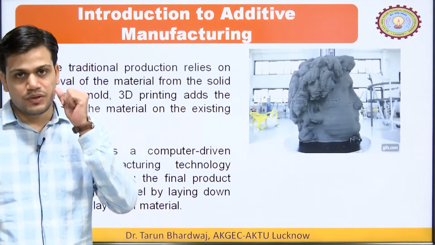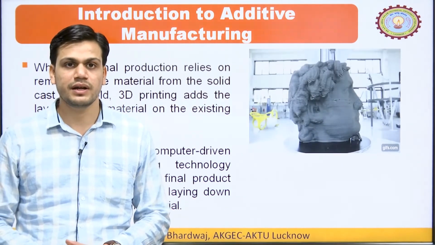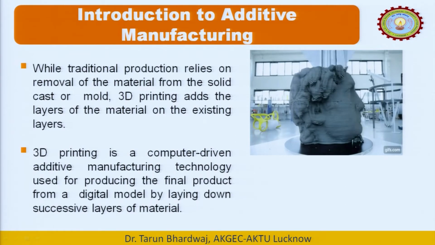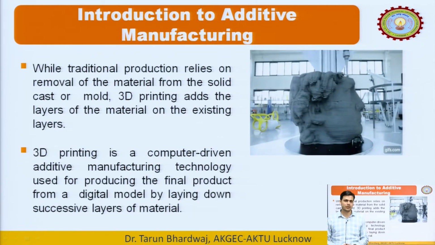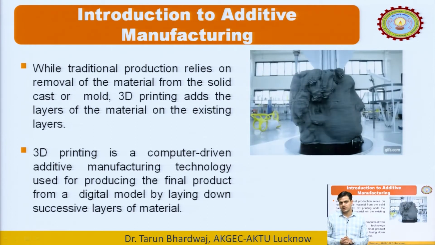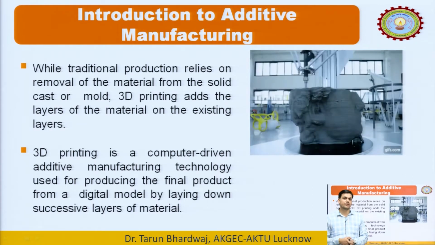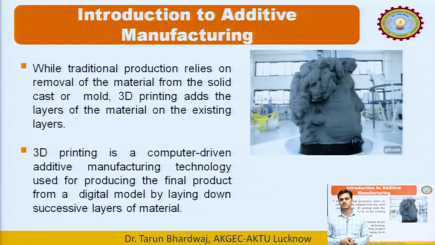Now when we talk about this introduction, traditional production relies on the removal of material from a solid cast or mold. 3D printing adds a layer of material on the existing layer. As I am telling you, this is a layer by layer process. You can see in this figure the illustration of depositing a layer on a layer. So 3D printing is a computer driven additive manufacturing technology, just like CNC machining. It is also driven by the computer, used for producing the final product from a digital model by laying down successive layers of material.